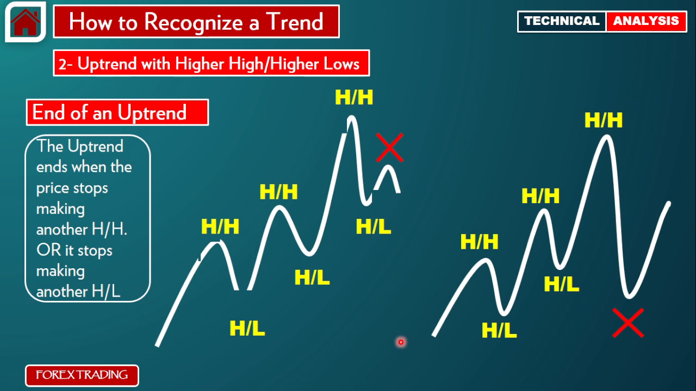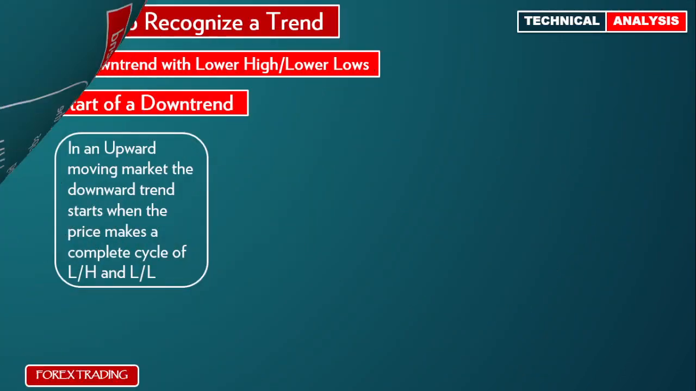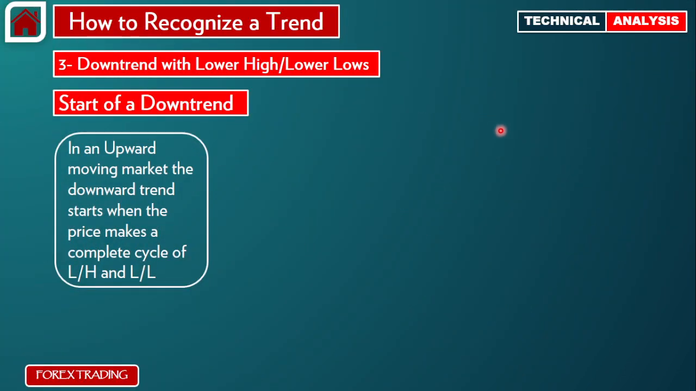So that's where we see these two conditions are fulfilled. So this means that this is the end of an uptrend. So this was an uptrend, now it will go into a downtrend. Okay, all right, so what is the start of a downtrend?